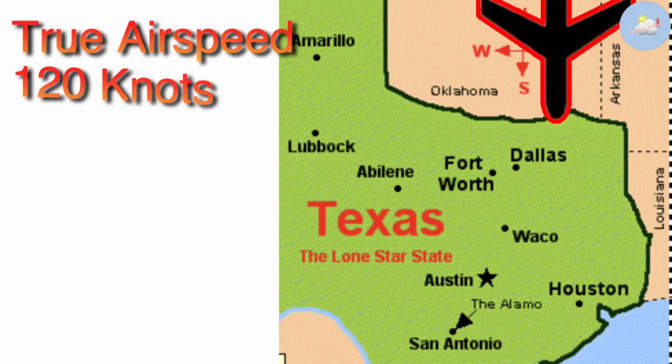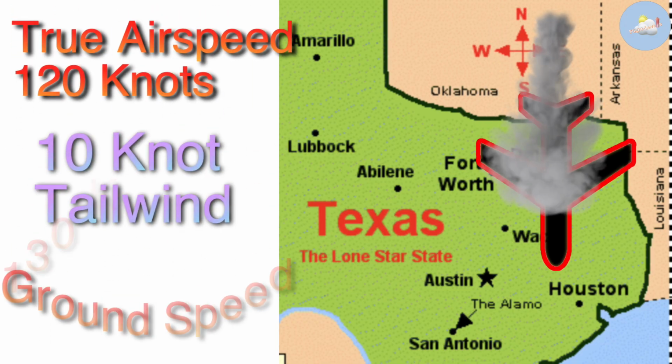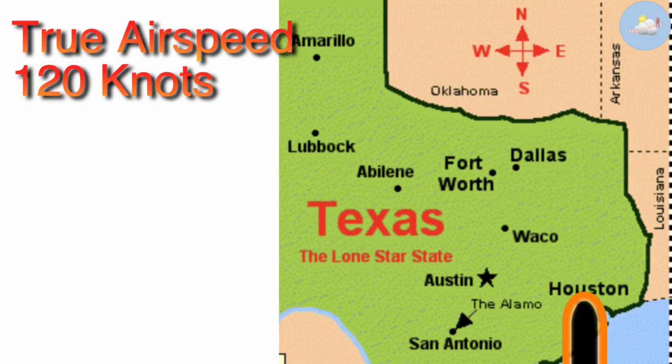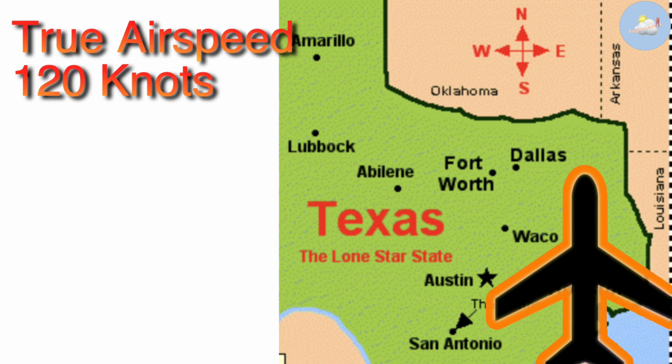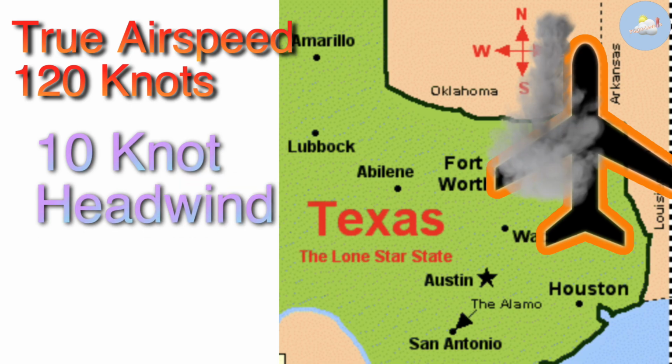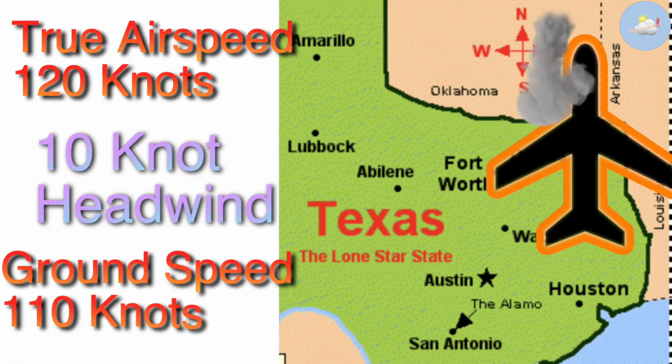We started with the true airspeed of 120 knots and added the 10 knots of tailwind to get 130 knots. In the other direction, we will start with the same 120 knots of true airspeed. Now we just subtract 10 knots of headwind to get a ground speed of 110 knots.